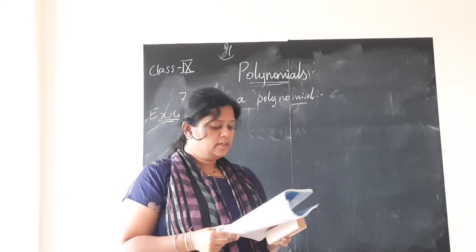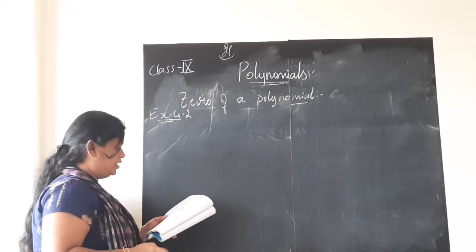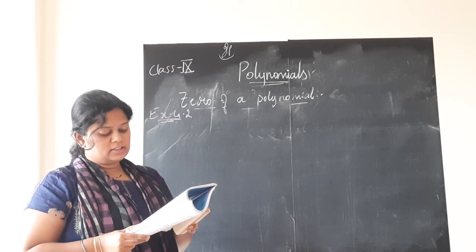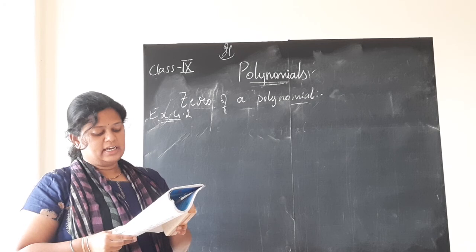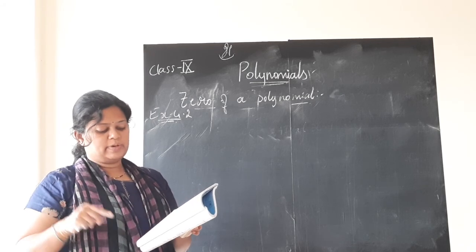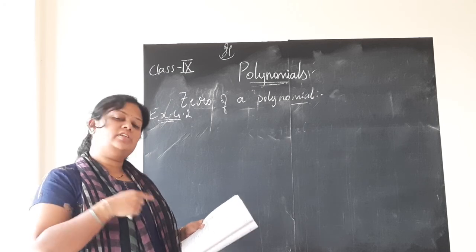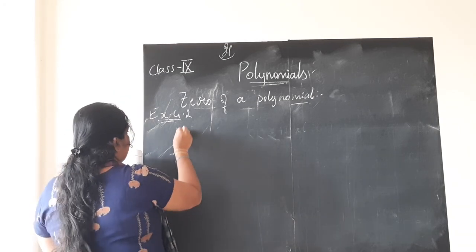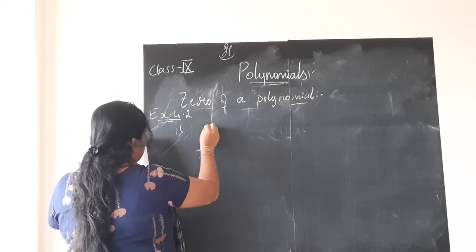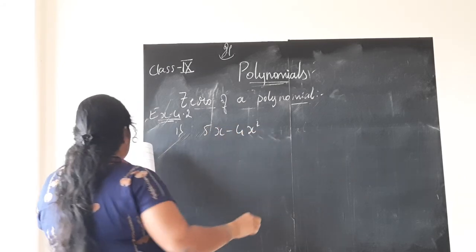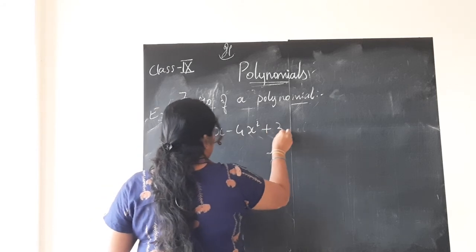Exercise 4.2. First question: find the value of the polynomial 5x minus 4x square plus 3 at x is equal to 0, x equals minus 1 and x equals 2. I solved and showed you two exemplar problems, now children, it is similar to that. So first question we shall write. For all the three questions, you need to consider the same polynomial, that is 5x minus 4x square plus 3.